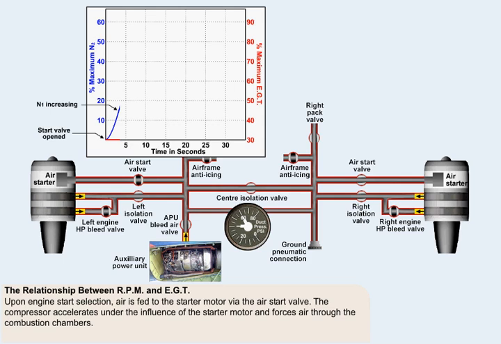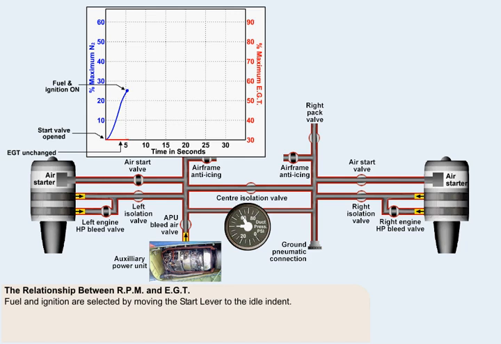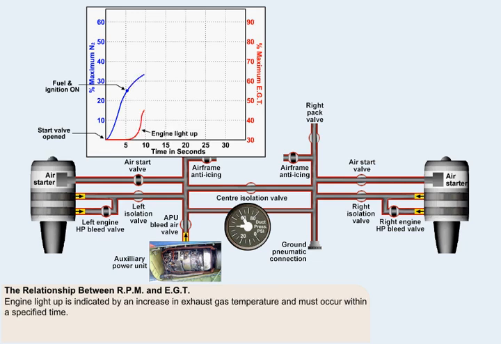Each type of engine will have a specific high-pressure compressor RPM when both the fuel supply and the ignition should be activated. Fuel and ignition are, in this case, selected by moving the start lever to the idle detent when N1 reaches 24%. Engine light-up is indicated by an increase in exhaust gas temperature and must occur within a specified time. 20 seconds is typical.